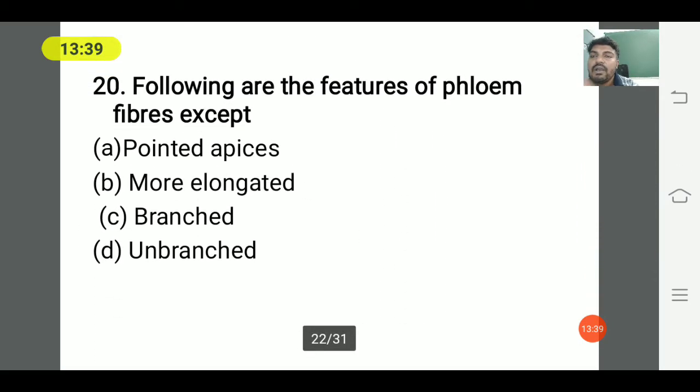20th question. Following are the features of phloem fibers except. Pointed apices, of course. More elongated, of course. Option C is branched, option D is unbranched. So look here, there may be some confusion.